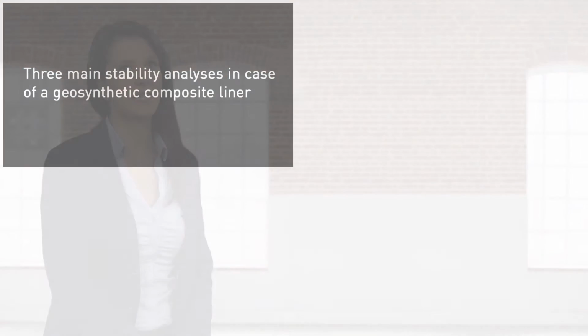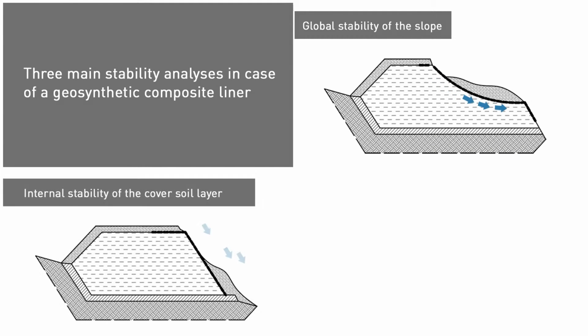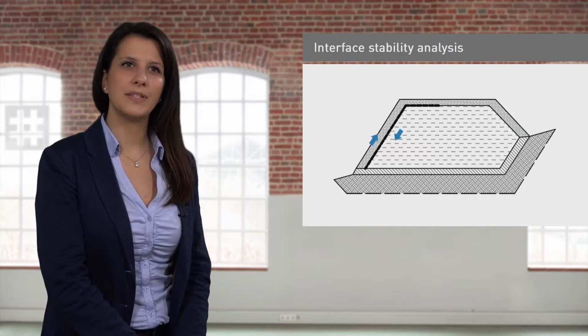In designing a composite cover consisting of layers of geosynthetics and soil, there are three main failure mechanisms which are consequently associated with three stability tests: the global stability of the slope, the internal stability of the cover soil layer, the stability of the whole system with particular reference to the interface between the component parts. Let us therefore examine the failure mechanism with reference to the interface system.